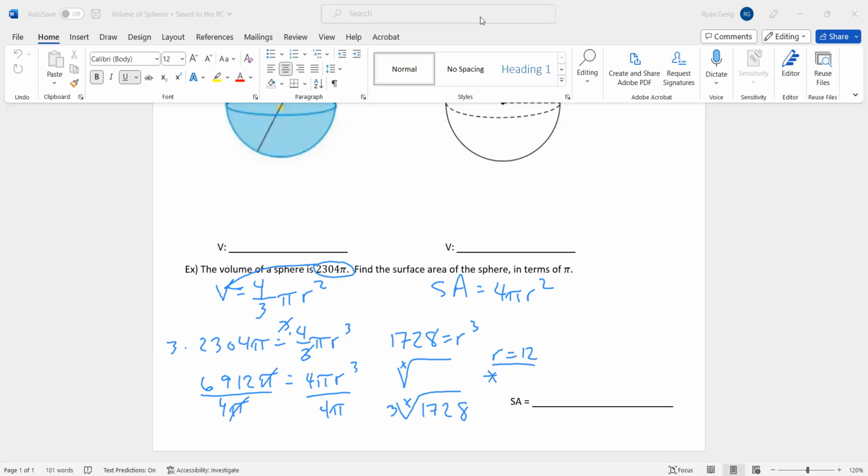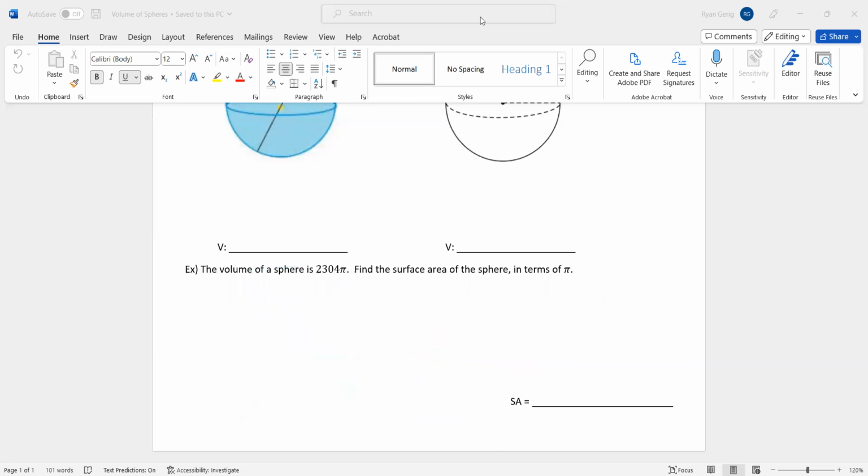It's not the answer. I'm going to take that and plug it in. 4 pi times 12 squared. 12 squared is 144. Times 4 is 576 pi. And that would be units squared, because it is area. And that's it for volume of spheres. One more lesson to go, and then we're done with the unit.